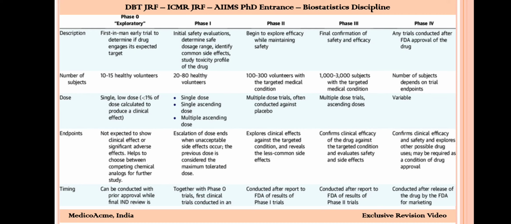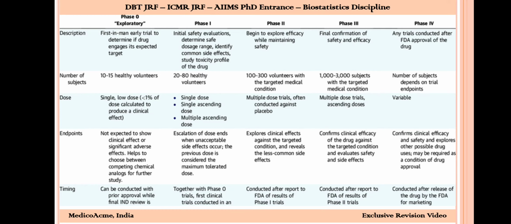The same thing here, you can see that the number of subjects in the phase 1 trial is 20 to 80. In phase 2 that is 100 to 300, 1000 to 3000 in phase 3, and the number of subjects depends on the trial endpoints. Even more subjects are there in the phase 4 trial.